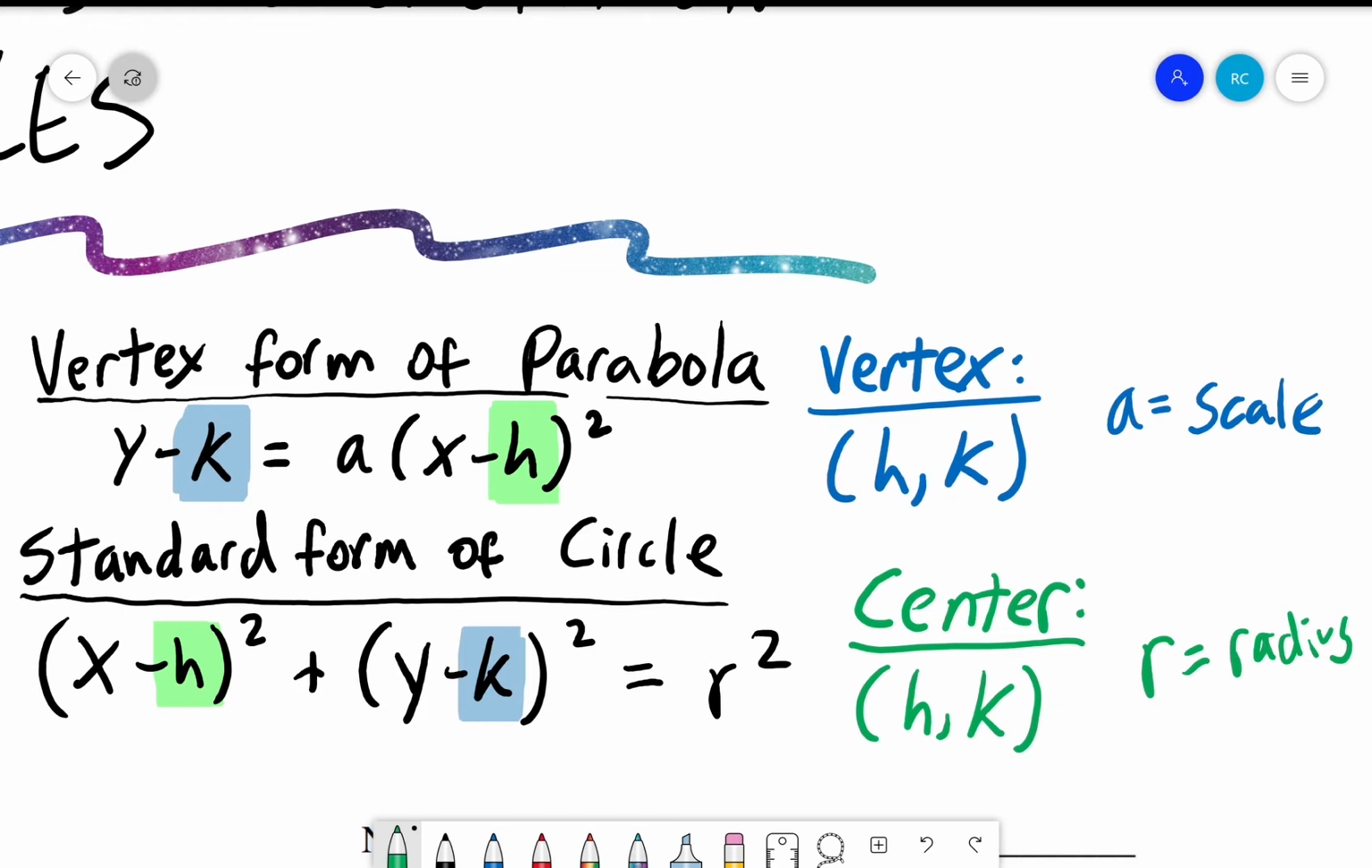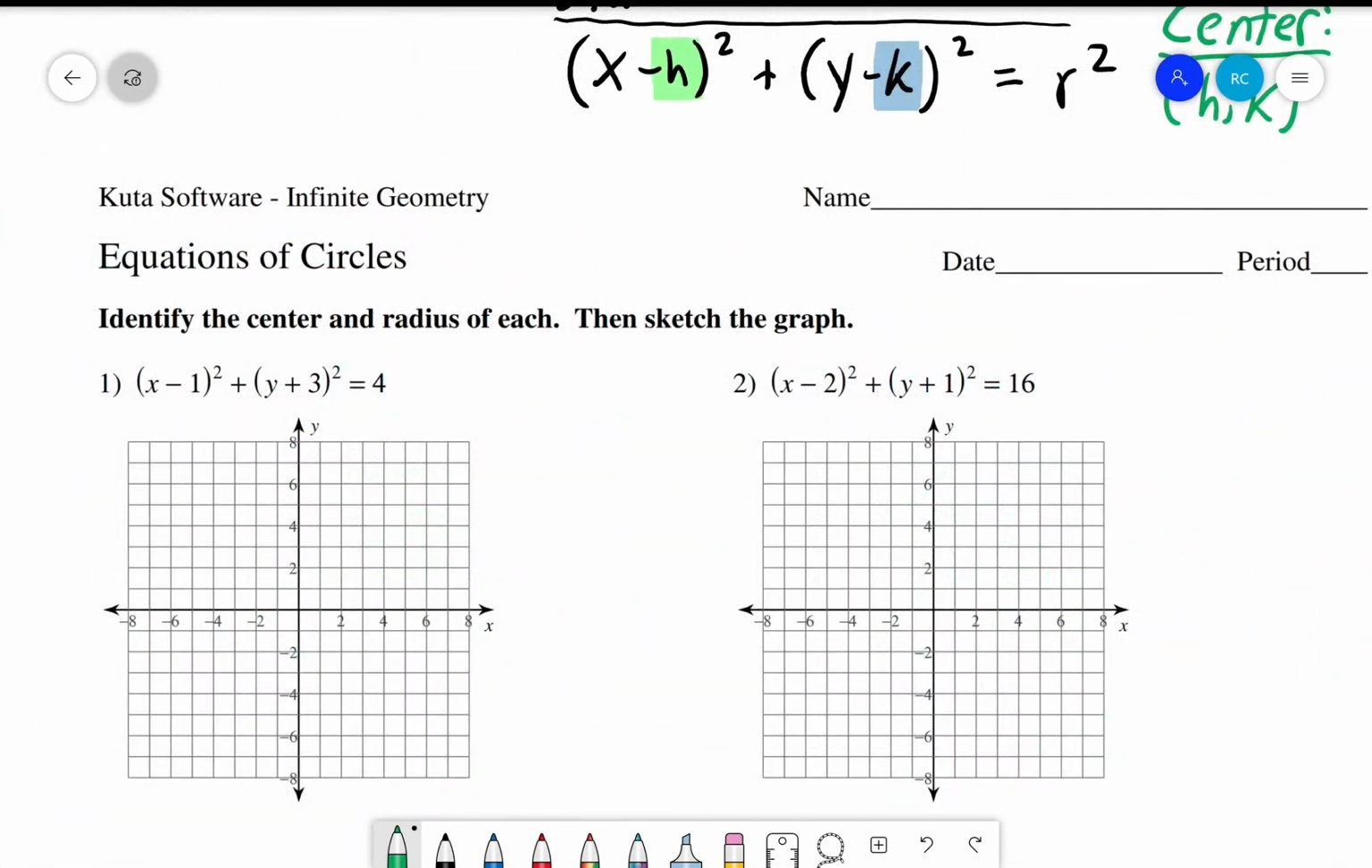Okay, well, now that we've got this standard form, and make sure you have it in your notes because I'm going to be moving away from this screen in a moment, let's take a look at some problems. Okay, this worksheet comes from Kuta Software's Infinite Geometry. I will put a link in the description to the PDF of this particular worksheet so that you can follow along if you like. Questions 1 and 2 and 3 and 4 say identify the center and radius of each and then sketch the graph.